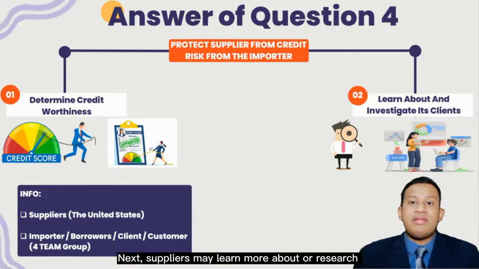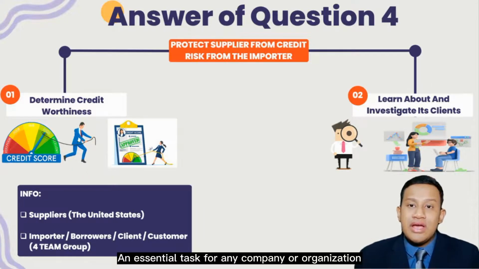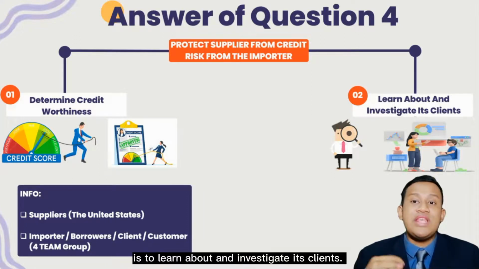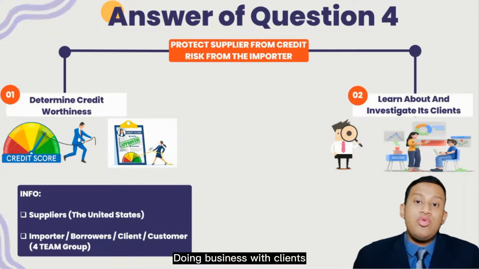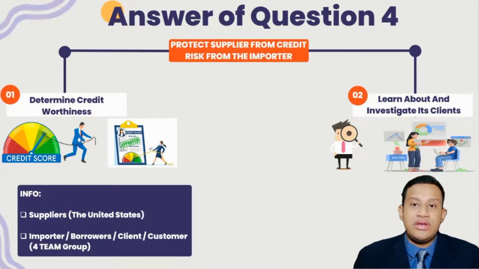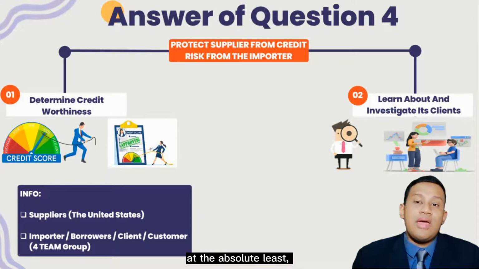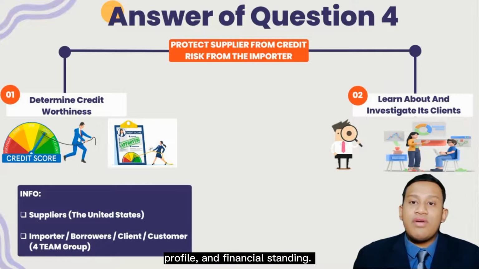Next, suppliers may learn more about or research the 4 Team Group. An essential task for any company or organization is to learn about and investigate its clients. Doing business with clients should stop until the provider has done enough due diligence. Before transacting business with a customer, at the absolute least, confirm their identification, profile, and financial standing.